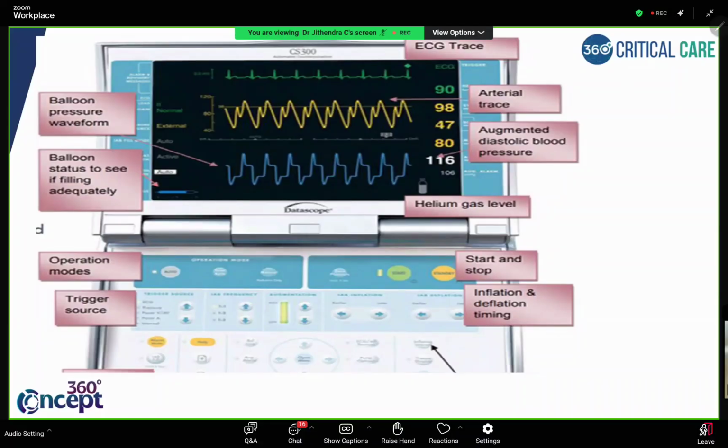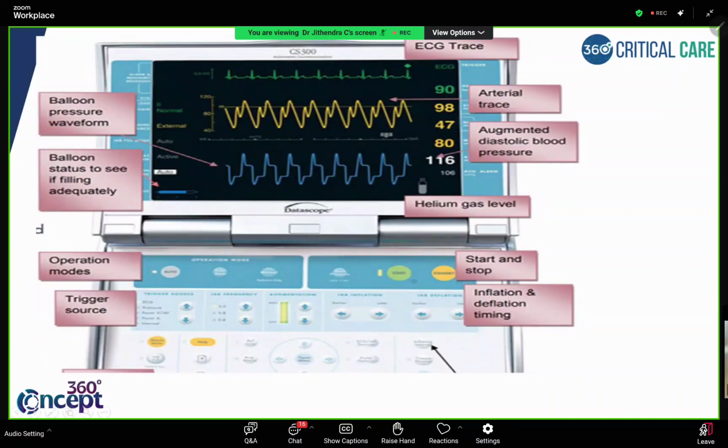Coming to the interface, you have various modes there. You have the trigger settings, the frequency, the augmentation, the various things on your console. You can get an image of this also. They may put up a display of this and ask you what the trace is. Okay, everybody can see this is a 1:1 augmentation. I'll tell you what this 1:1 means and all.